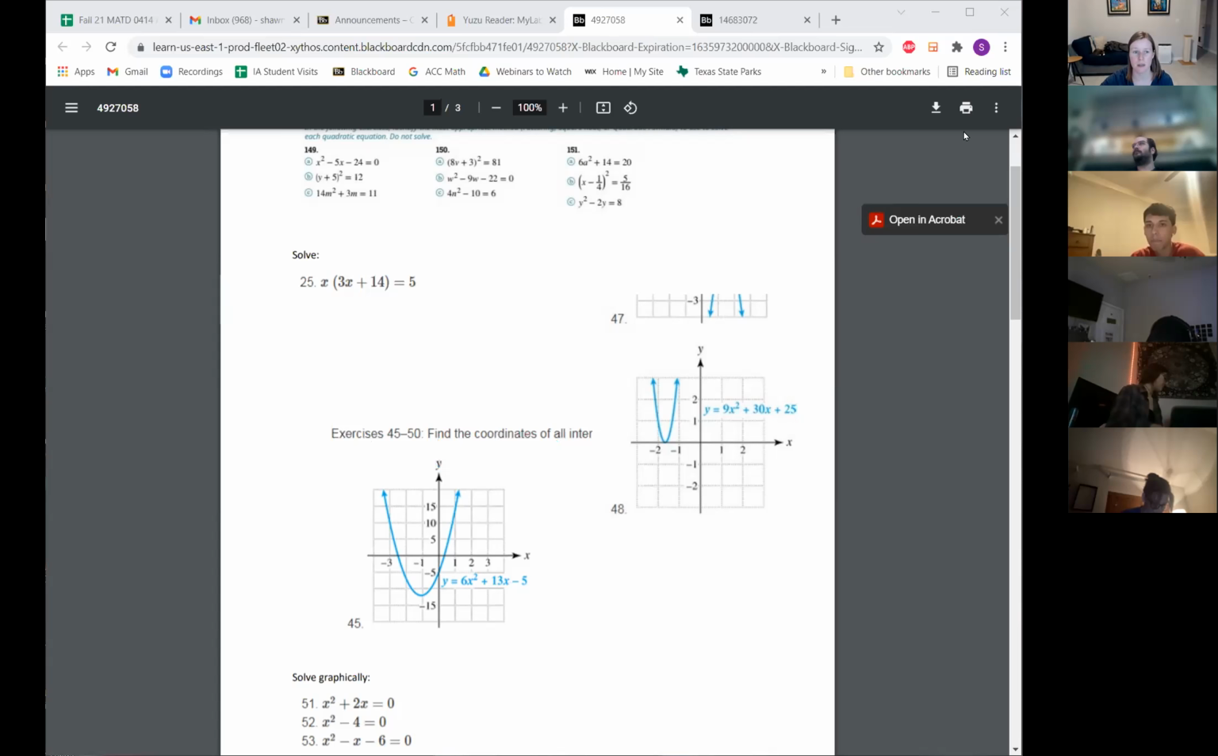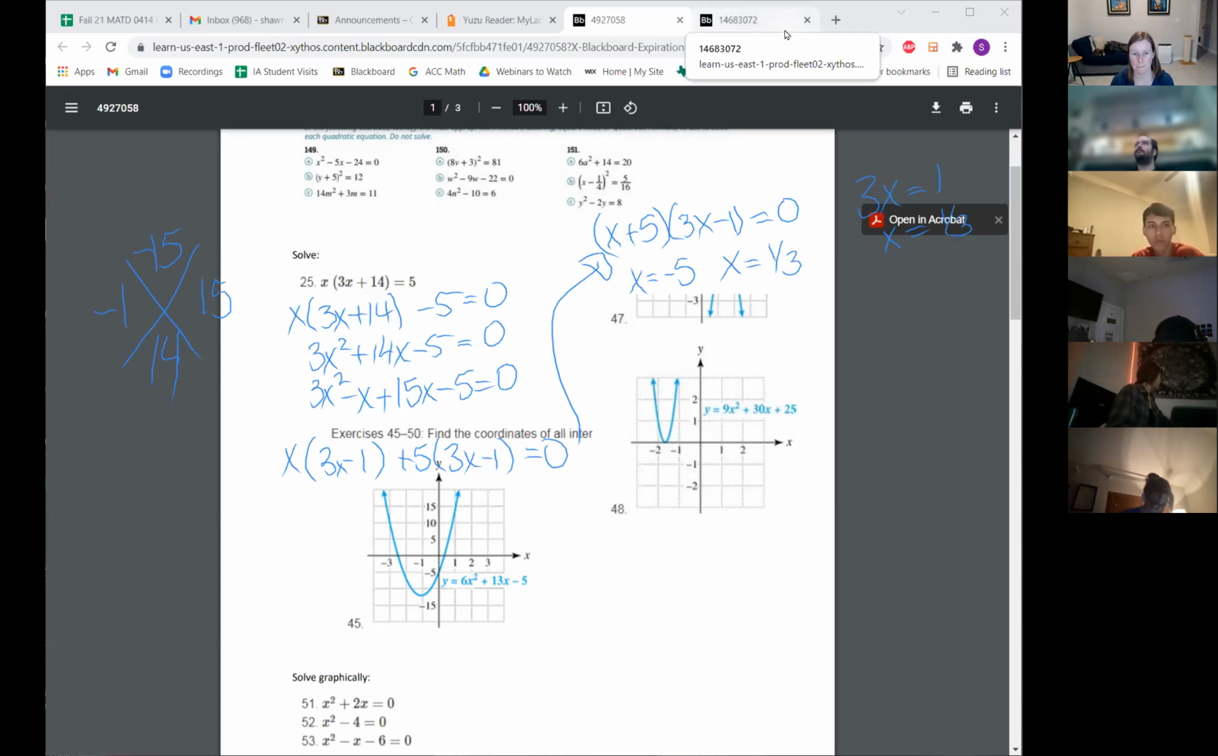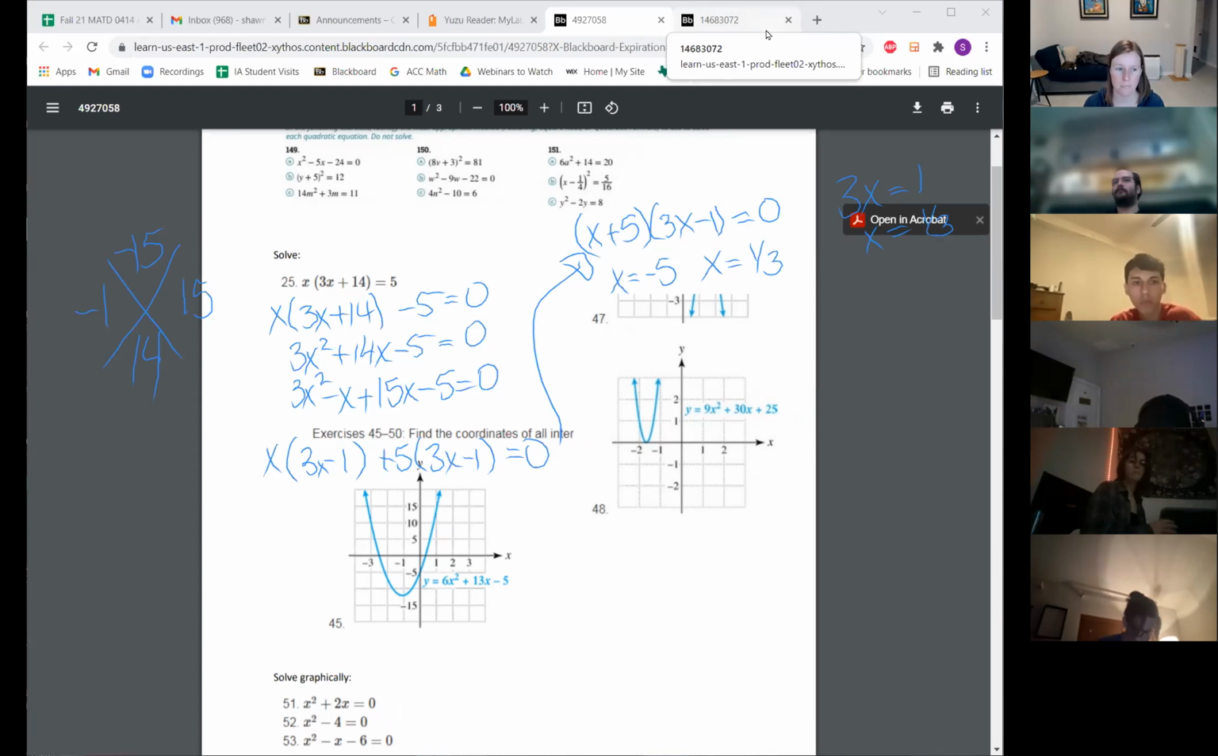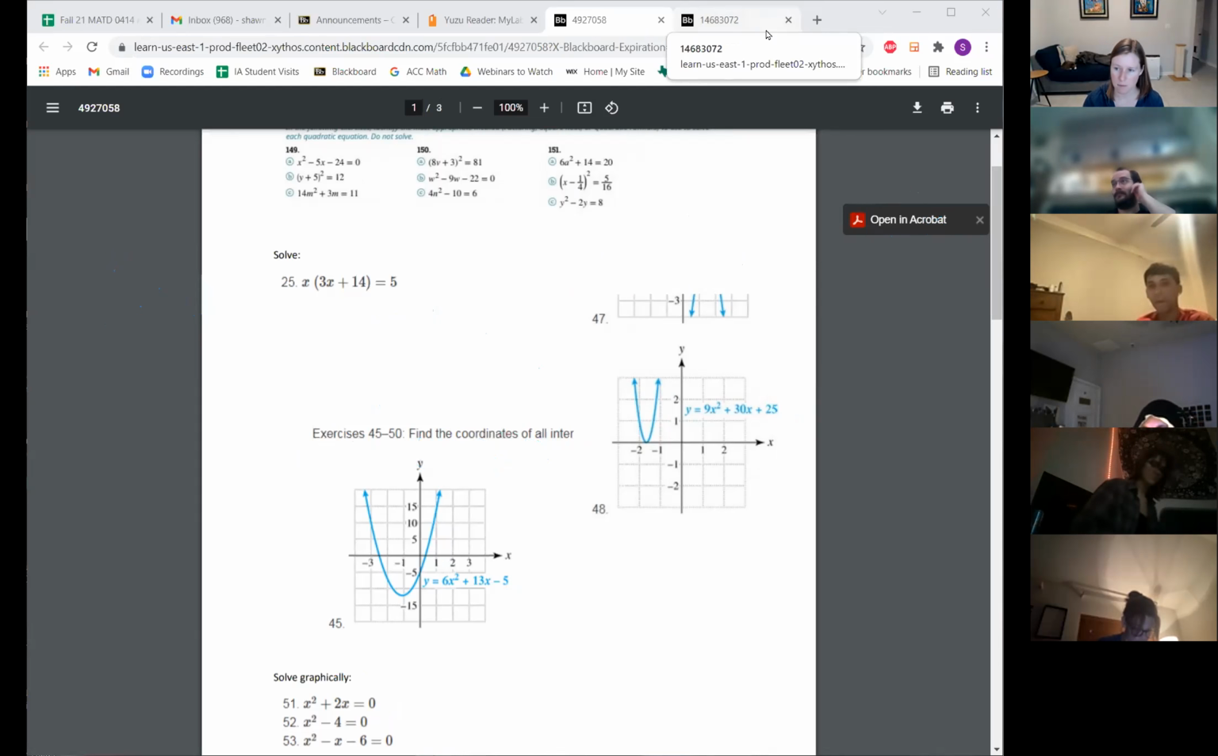Okay, let's go to the next one. I have a question, please. Before we move, I have a question for number 25. I solved it as x times 3x plus 14 equals 5. I just put x equals 5 or 3x plus 14 equals 5, and then I solved them. One is x equals 5, another one is x equals -3.